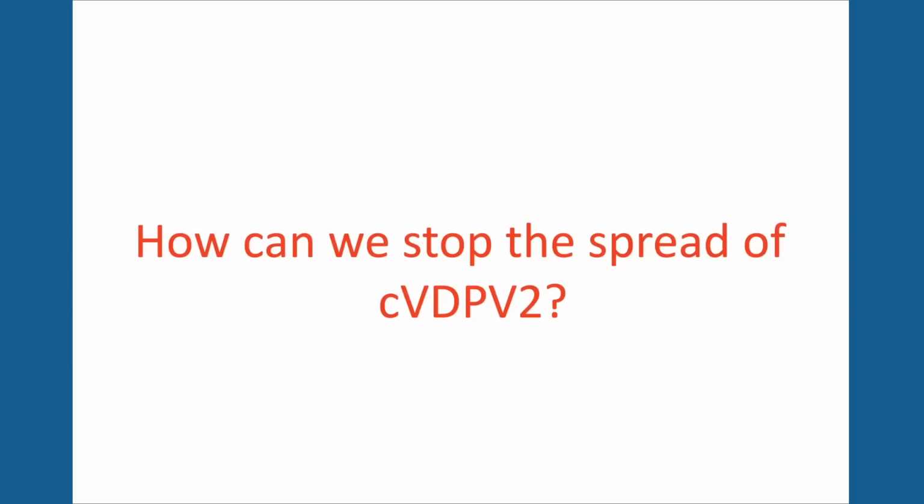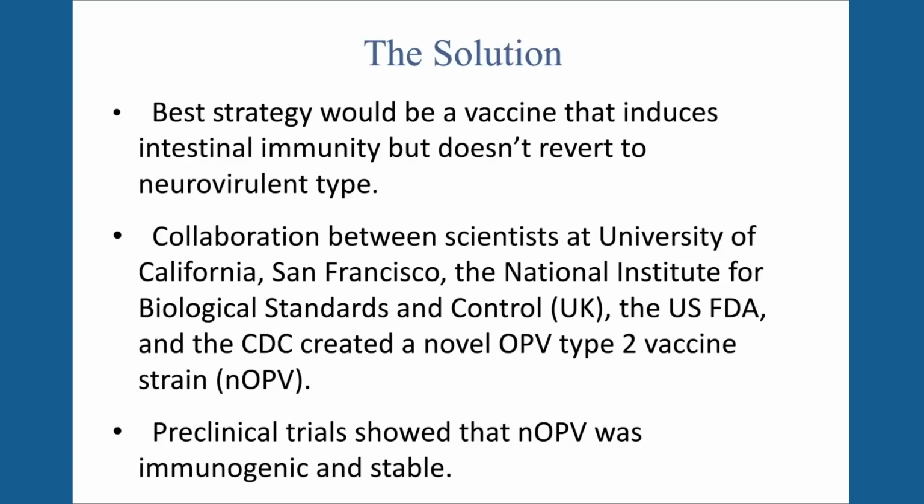So, which brings us to this question, at least for the United States: how can we stop the spread of this circulating vaccine-derived polio type 2? So you could argue the best strategy would be a vaccine that induces intestinal immunity but doesn't revert to neurovirulent type. So the collaboration between scientists at the University of California, San Francisco, the National Institute for Biological Standards and Control in the UK, the US FDA, which is why we're here today, and the CDC created a novel OPV type 2 strain, NOPV2. And preclinical trials showed that NOPV was immunogenic and stable.